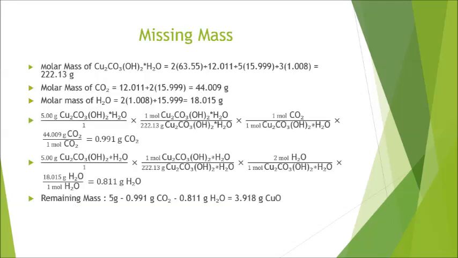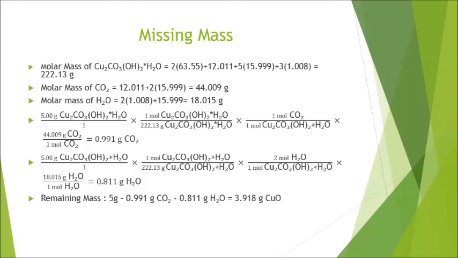Here we have the equations which show the mass of the carbon dioxide gas and the water vapor that left the crucible. First we find the molar mass of each of the compounds, respectively. From there we take the original mass of carbon-2 carbonate hydroxide hydrate, which was 5 grams, and divide it by the molar mass, 222.13 grams per mole, to give the number of moles of that compound in the system. From there we multiply by the mole ratio of carbon dioxide to carbon-2 carbonate hydroxide hydrate, which is a 1-to-1 ratio. Then we multiply by the molar mass of carbon dioxide to give the total mass of carbon dioxide created in the system, which was 0.991 grams.